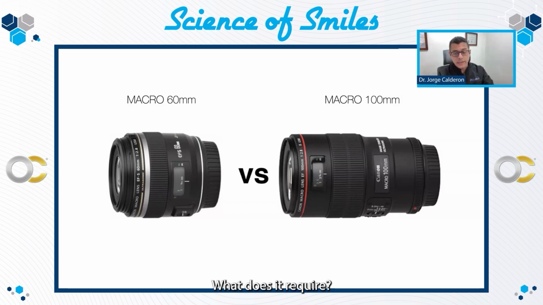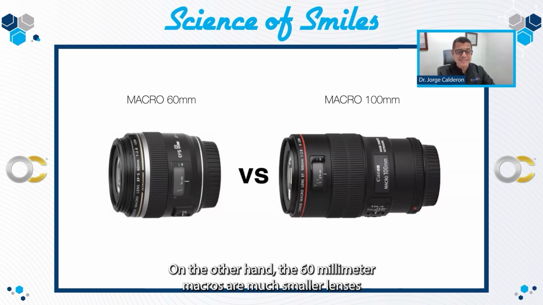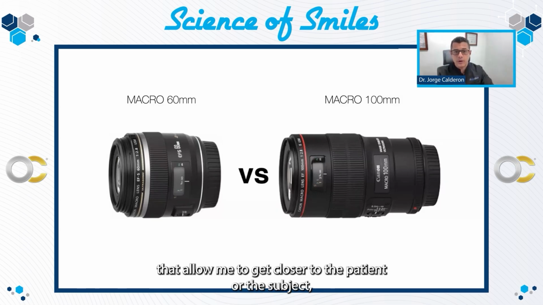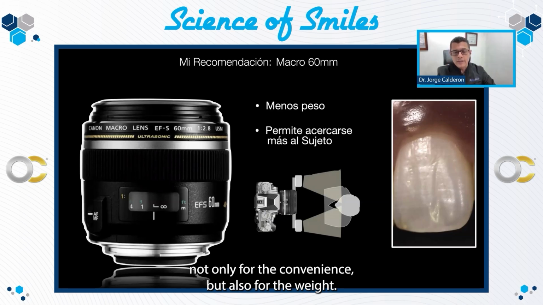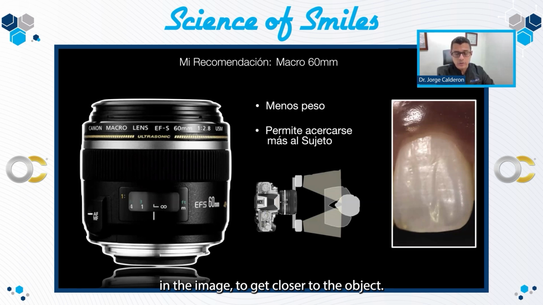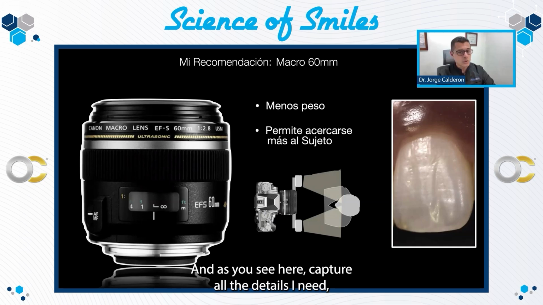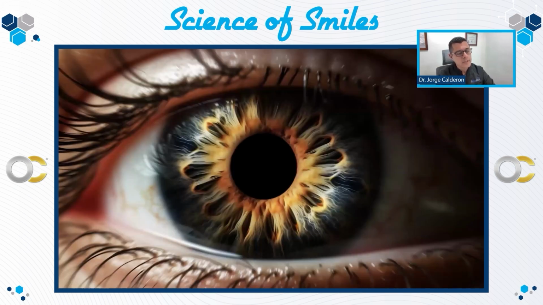What does it require? It might require me to move a bit further away from my subject to take a good photo. On the other hand, the 60mm macros are much smaller lenses that allow me to get closer to the patient or the subject, resulting in fantastic images. So if you ask me, my recommendation is that we use a 60mm macro, not only for the convenience, but also for the weight. And it also allows me, as you can see there in the image, to get closer to the object I want to photograph. And as you see here, capture all the details I need, which are really sufficient for what I want in orthodontics.